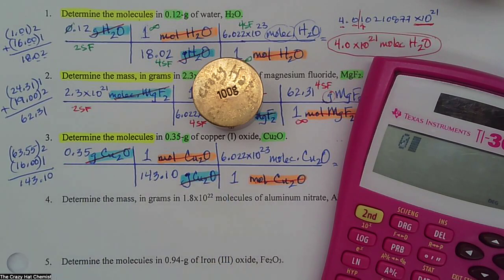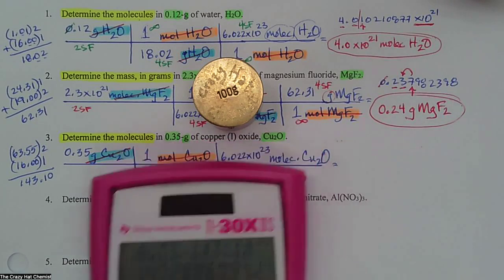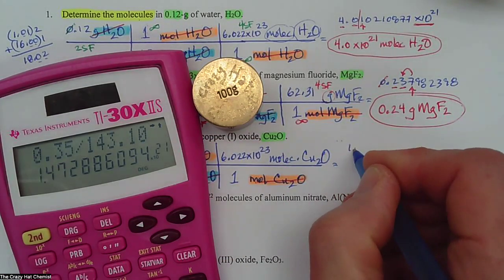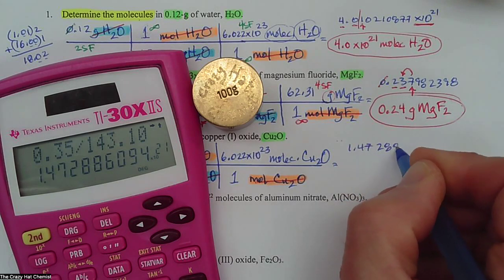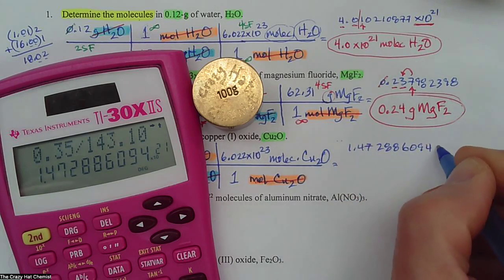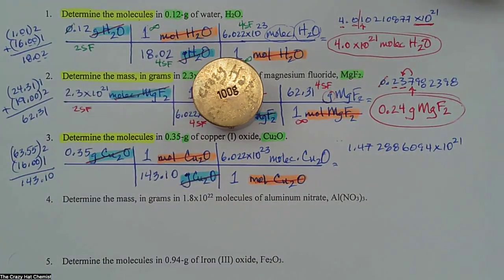So it's 0.35 divided by 143.10 times 6.022 times 10 to the 23rd. And I'm going to get this number in my calculator right here, and that is 1.472886094 times 10 to the 21. Just going to verify that on another calculator to make sure I didn't key in something incorrectly. Perfect. Perfecto. I'm looking good here.